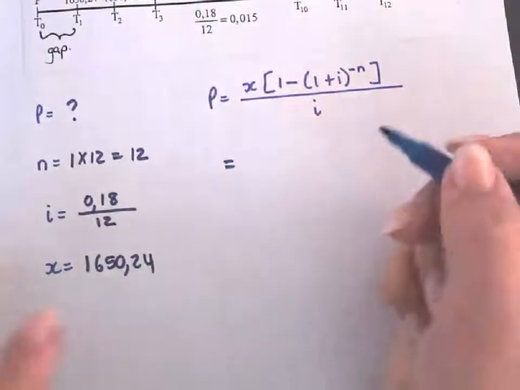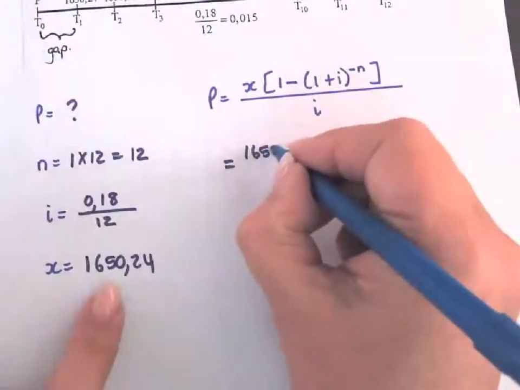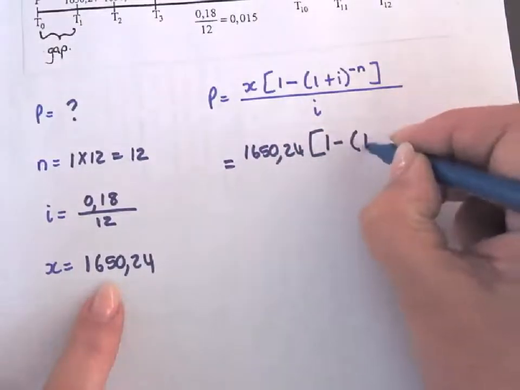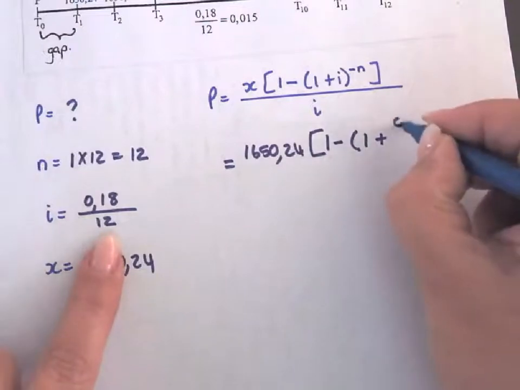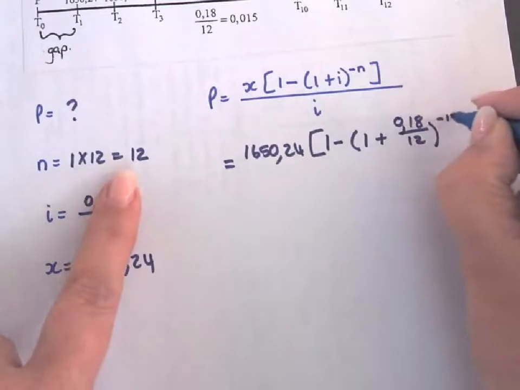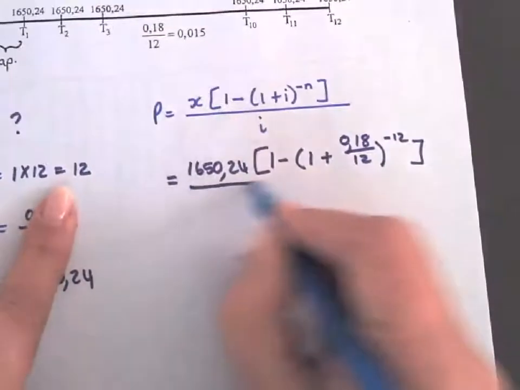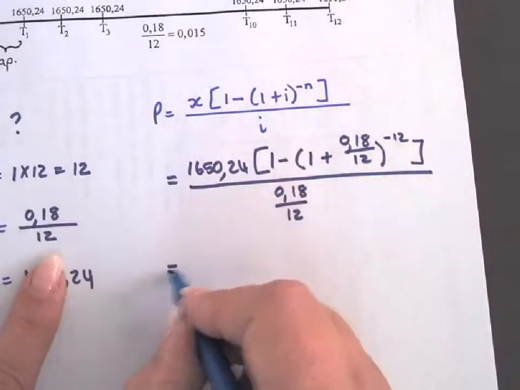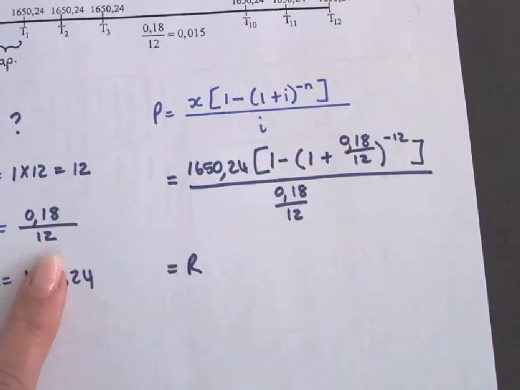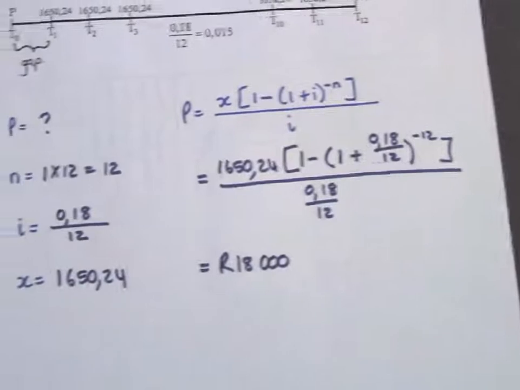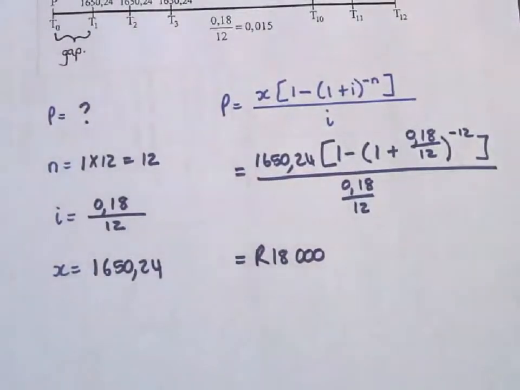Now you substitute everything. X is 1650.24. Block bracket 1 minus 1 plus I is 0,18 divided by 12 to the power of negative 12 over 0,18 over 12. And if you calculate that, you will indeed get 18,000. Any questions with this example?